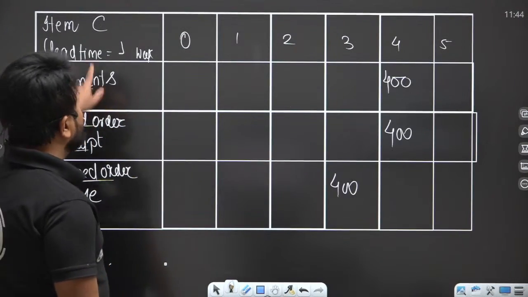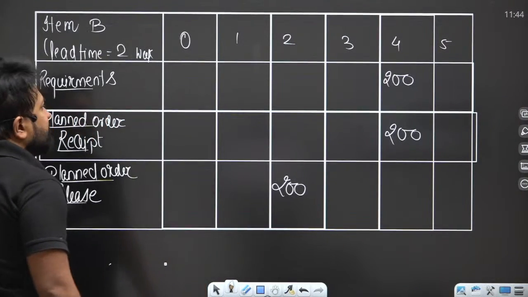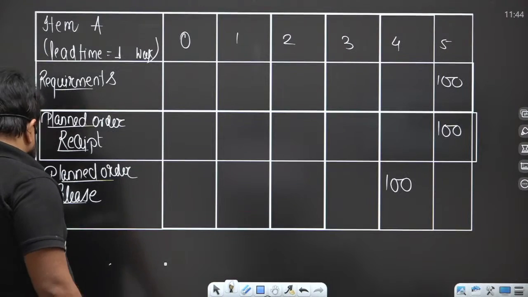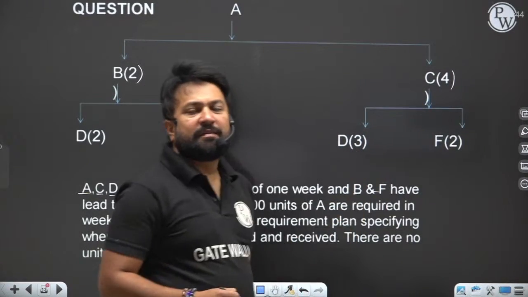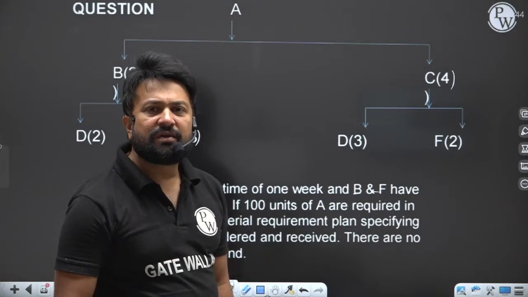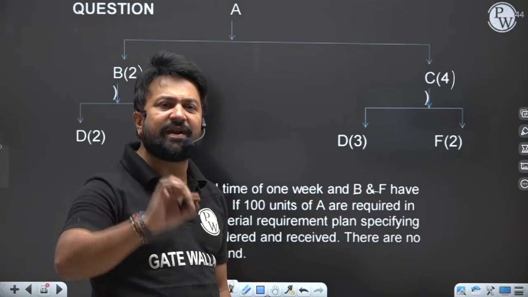See here, C is 400. Now see the flow chart. 4 is to 3, meaning 3 times of 4. If C is 400, then D is 3 times of 4, that is 1200.